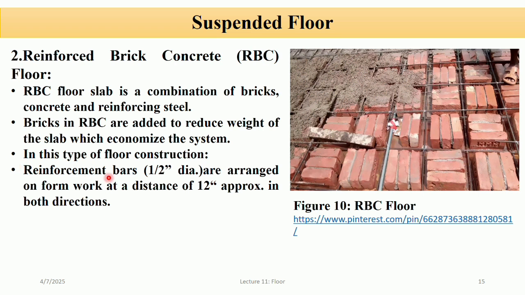Steel bars, typically 1 or 2 inch diameter, are laid out in both directions, longitudinal and transverse. The spacing between the bars is usually 12 inches center to center, and the reinforcement is placed over a formwork. Then bricks are arranged in the gaps. Finally, a layer of concrete is poured over the bricks and reinforcement.